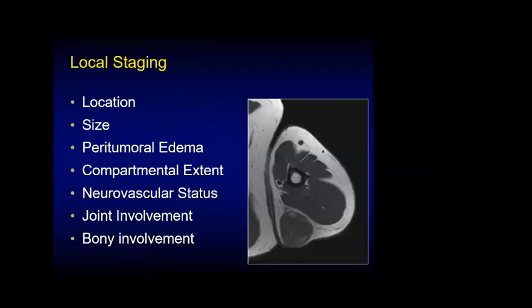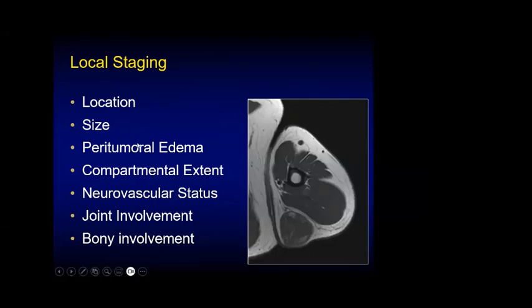Now we move on to MRI staging. Ultimately the reason why we're doing the MRI scan for soft tissue tumors and soft tissue sarcomas is for staging, so that orthopedic surgeons can decide whether they want to do limb salvage surgery or amputation. So how do we do local staging of tumors? This is your list basically for local staging.